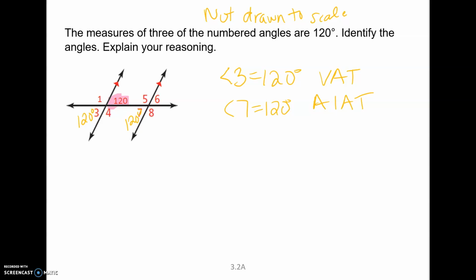And then hopefully you guys see, maybe you see it this way. Okay, those are across from each other, that angle 6 and that 120. Or you see these. Okay, that's top right, top right. So angle 6 is also 120 degrees. Because of corresponding angle theorem. Those are corresponding when they're in the same location.